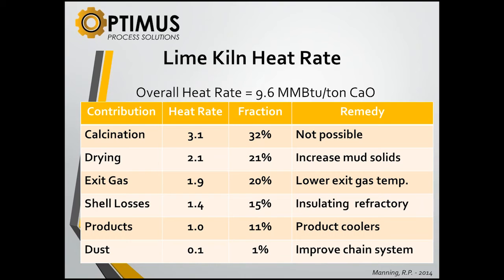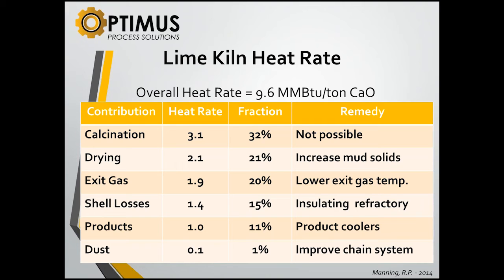Drying: it is possible in this case to increase mud solids, thereby not needing as much heat to dry out the mud. Exit gas: if you can retain some of the temperature and run at a lower exit gas temperature, you can again gain some efficiency. Shell losses, or heat lost out through the shell, can be reduced using insulated refractory systems that are available. Heat lost with the product, which typically makes up 11% on a kiln without product coolers, can be recovered, or you can gain efficiency in this case by adding product coolers.